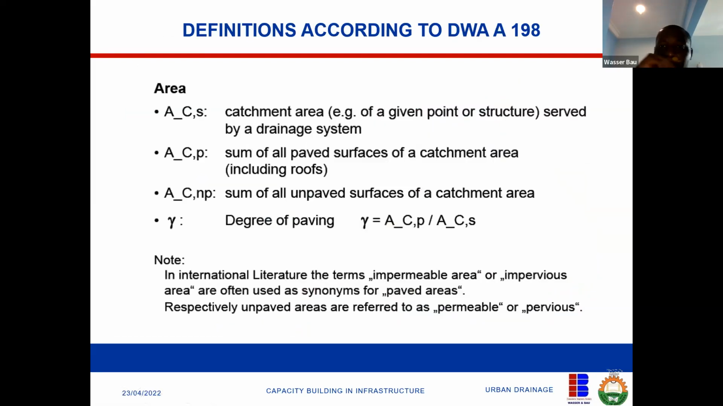So now, these are just some of the definitions we'll be looking at. So here, for the stormwater, based on a code, the German Association of Water and Wastewater, 1998.